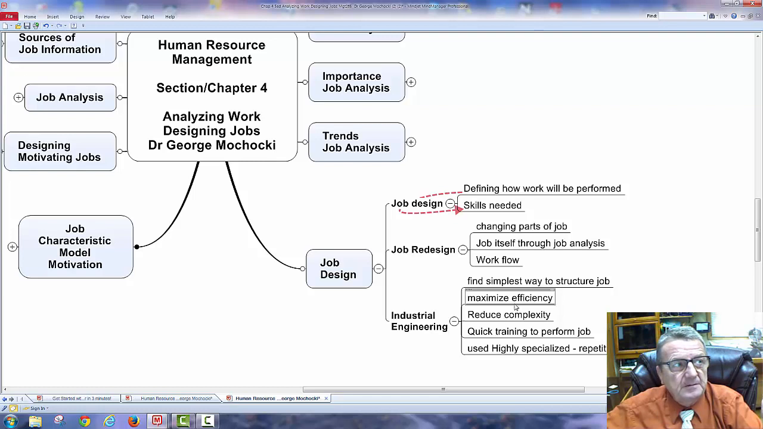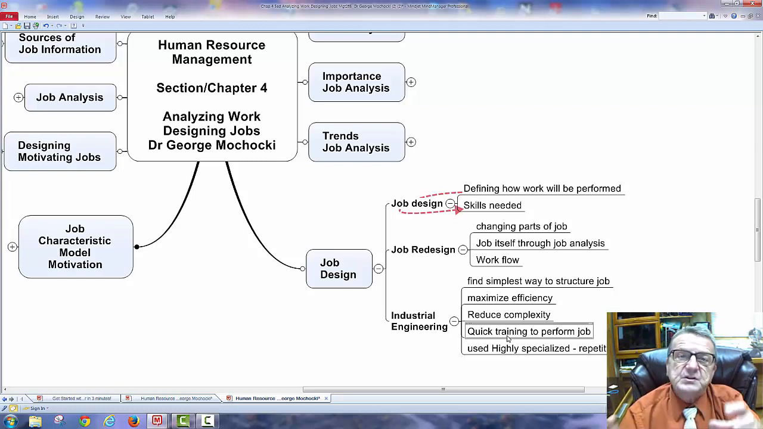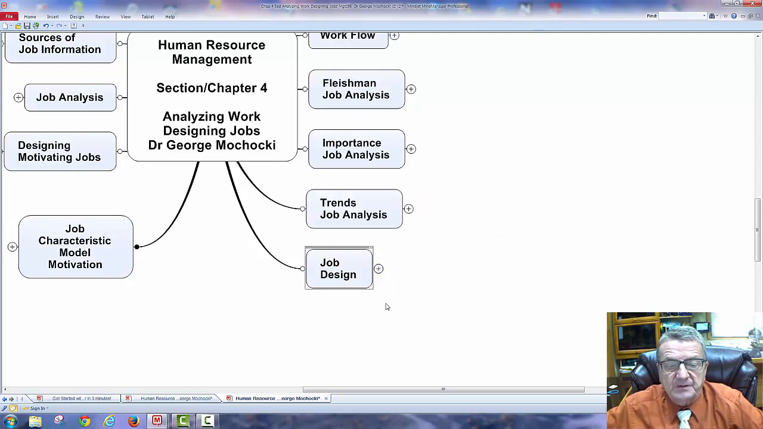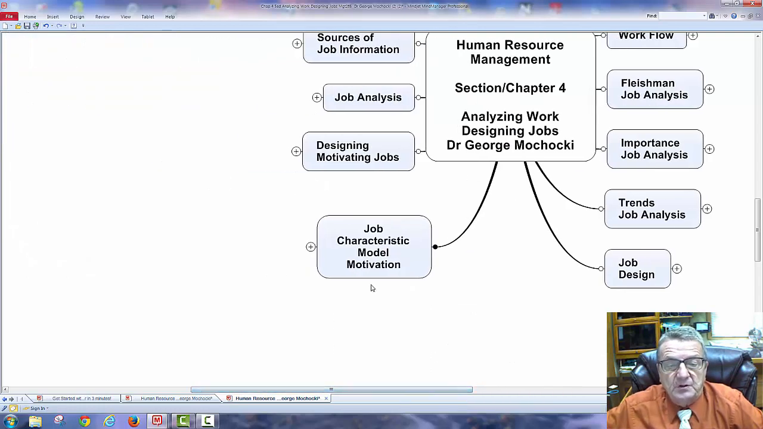You look at the scientific method, quick training to perform the job. Some jobs, if it's just an addition, a different training, he or she's already been in the job, I'm just bringing a new tool. It's not as much as me training a brand new employee coming in. They just have to learn that one aspect that's changed, so that works out better, okay? And then highly specialized, repetitive jobs, different type of individual and different kind of training.